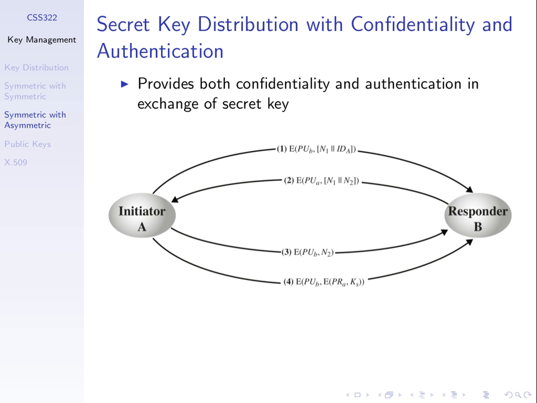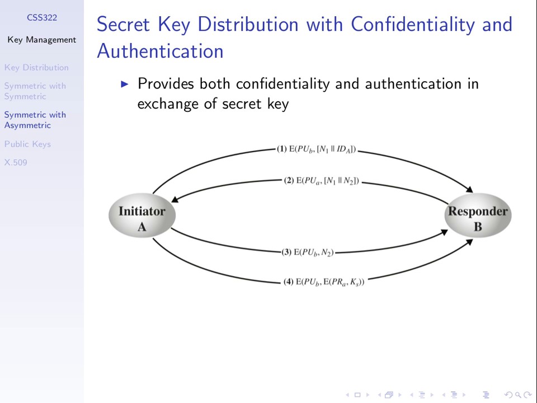B responds saying, OK, confirming or acknowledging that this is a response using the same N1 and choosing a new nonce value, and then, using the public key of A, encrypts this nonce 2 again. A then replies, encrypting N2 with the public key of B. So these first three steps are authenticating, making sure that it's the right user we're communicating with.